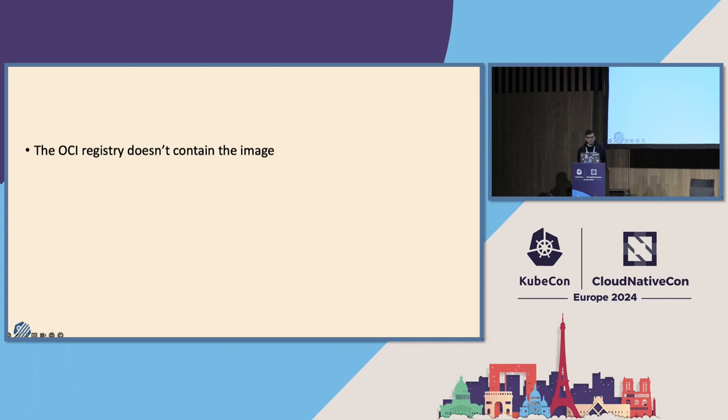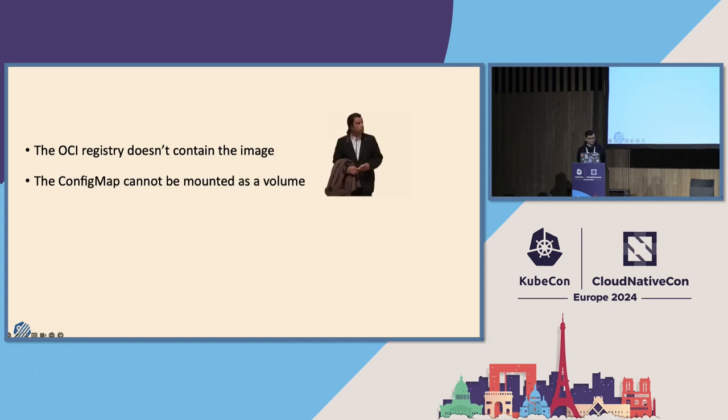Some are quite common, like this one. An OCI registry doesn't contain the image, so the container cannot be downloaded. And Kubernetes doesn't know what to do. It will just get stuck and do nothing for you. So you need to discover this and try to fix it.